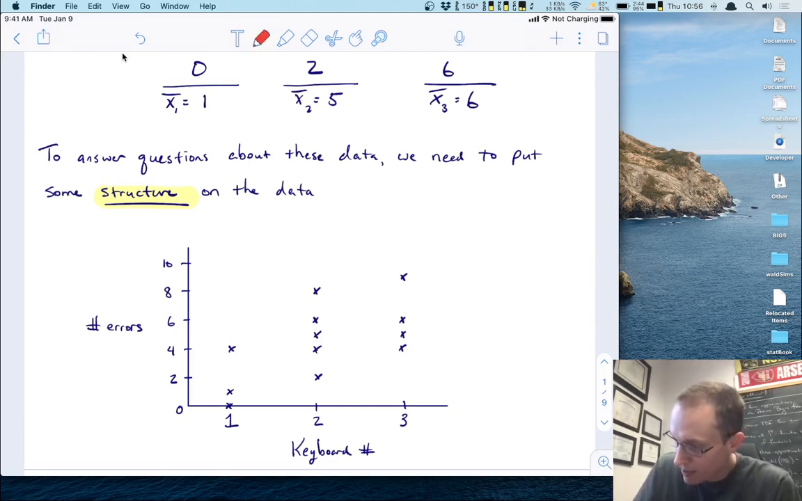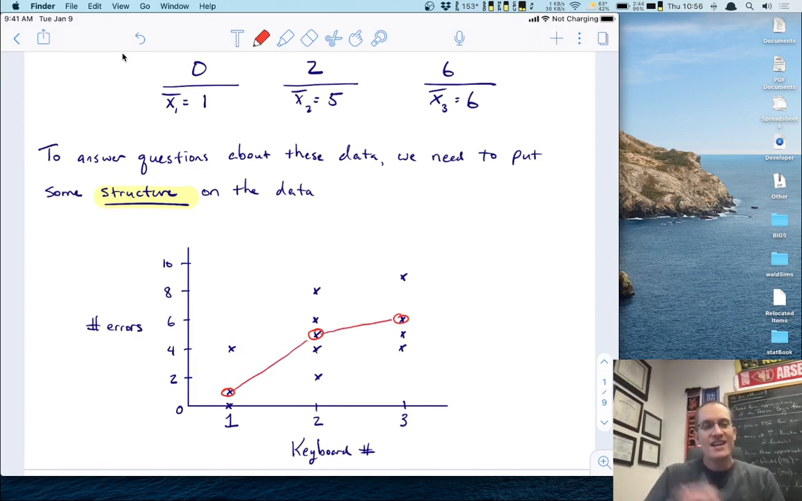So I'm going to put a little circle right there at 1 to indicate that that's the center of those data. For keyboard 2, the mean was 5, so I'm going to put a little circle right here to indicate that mean. And then for keyboard 3, the mean was 6, so I'm going to put a little circle right there. And then I'm going to just visually connect these. There's no particular reason for doing that, just to see that now when we look at this, we can see there's some order to these data, there's some structure, there's some rhyme or reason about how these data are observed.